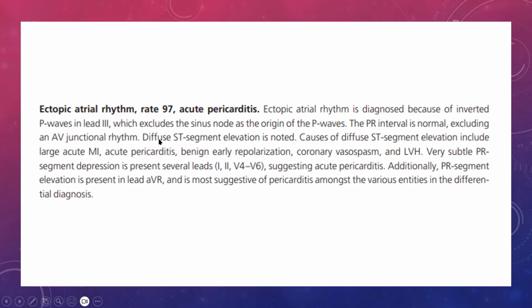Okay. So what we saw was diffuse ST segment elevation. And the causes of diffuse ST segment elevation include large acute MI, as we had mentioned, acute pericarditis, benign early repolarization, coronary vasospasm, which I missed, and left ventricular hypertrophy, which we didn't see in this patient. Okay, so there's very subtle PR segment depression in a few of the leads, which may also suggest acute pericarditis, and the PR segment elevation is present in lead AVR and is the most suggestive of pericarditis amongst the various entities in the differential diagnosis.